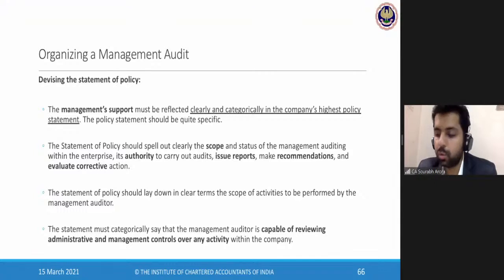No, Sumit, there are no provisions regarding the management audit. So I'm looking at the answer. Does anyone have any answer to this? That why do we require devising the statement of policy in case of management audit, but not in case of the internal audit?